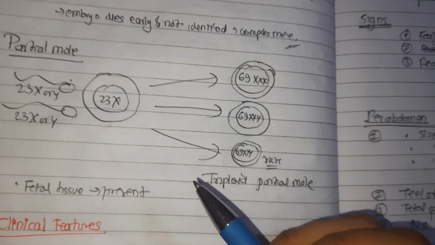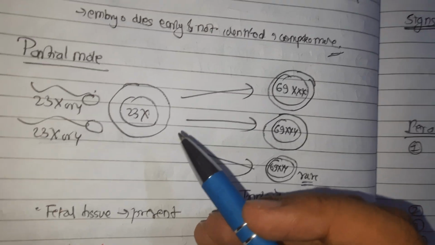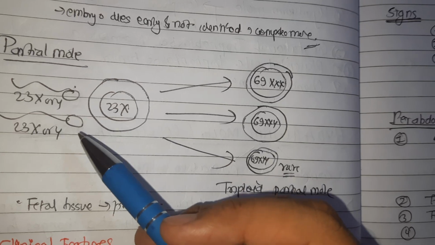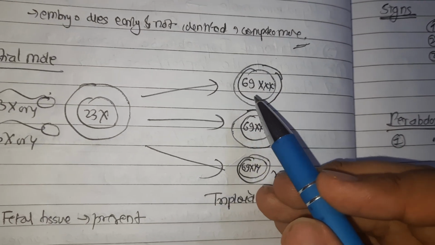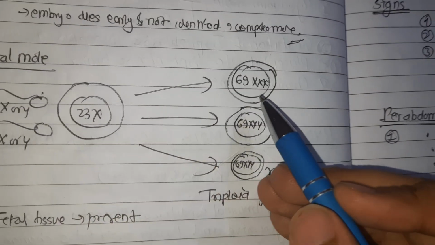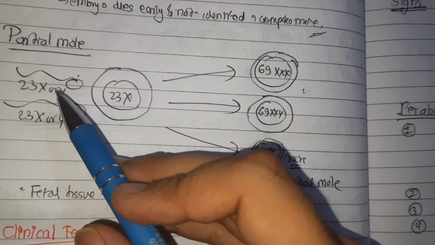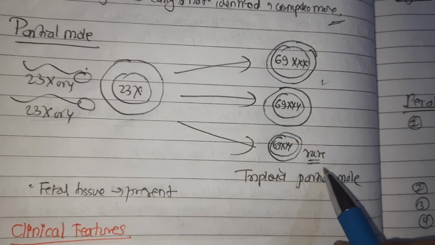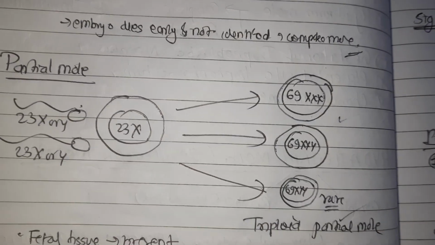And in the partial mole, the maternal chromosome is not inactivated, the nucleus is not empty, but one ovum is fertilized by two different sperm, and it results in the condition known as triploidy, where the cell has three sets of chromosomes, 23 into 3 equals 69XXX. This is the most common form, or there might be 69XXY, and very rarely 69XYY can be there. These are triploid partial moles, and fetal tissue is present in partial mole. That's why it is called partial.